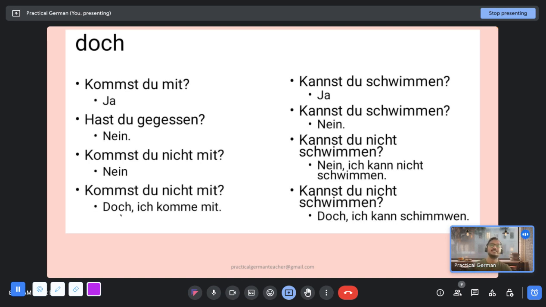People make this mistake. They say nein and then say ich komme mit. It's fine. People will know what you are saying. But whenever the question is posed in a negative way and you don't agree with it, you say doch. Okay, the same thing. Kannst du nicht schwimmen? Nein, ich kann nicht schwimmen. You agree with it and you say nein. Kannst du nicht schwimmen? You don't agree with it. Doch. Ich kann schwimmen. Sometimes people say doch, doch, doch.